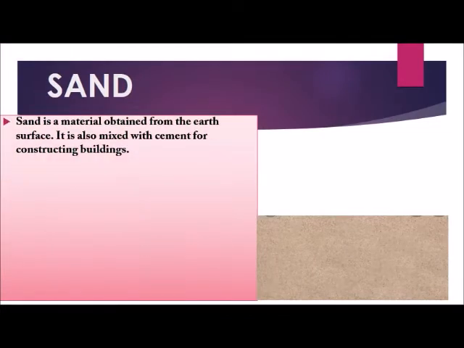Sand. Sand is a material obtained from the earth's surface. It is also mixed with cement for construction of buildings. Let's look at some of the common uses of sand.